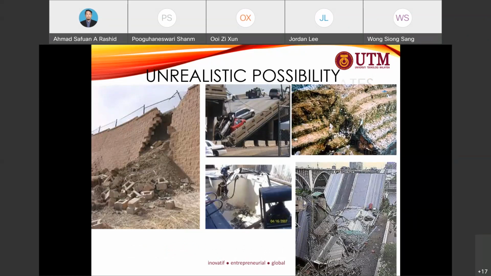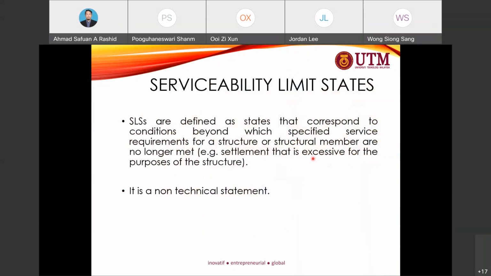Then we move to the serviceability limit state. SLS is defined as a state that corresponds to a condition beyond which specified service requirements for a structure or structural member are no longer met, for example settlement that is excessive for the purpose of the structure. So it is not a technical statement. It is more related to the comfort of the user.